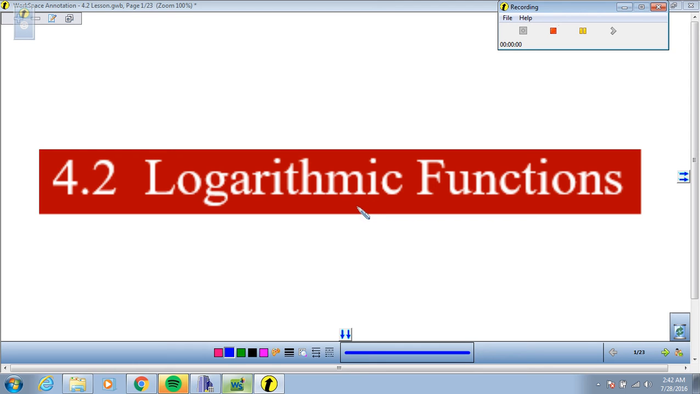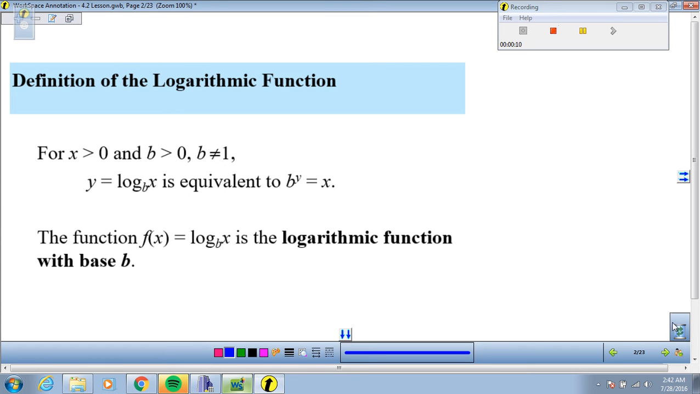Okay, so here we have 4.2, logarithmic functions. What is this section going to be about? You have here the definition of a logarithmic function, how a logarithmic function is going to look. It's going to look like this, basically: y equals log base b of x. This is how you read it.